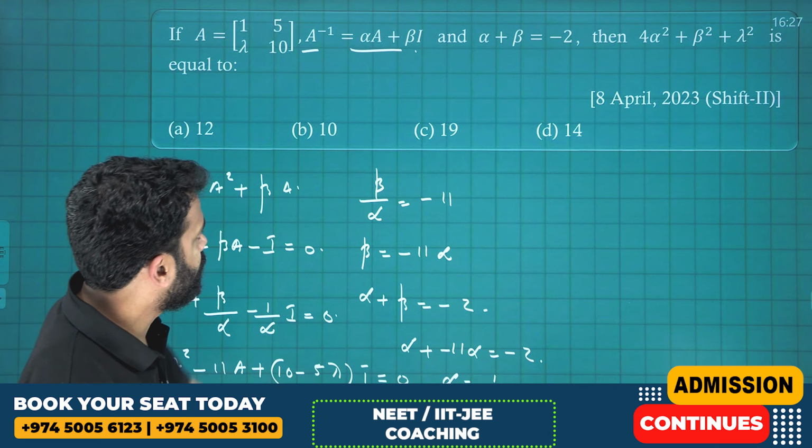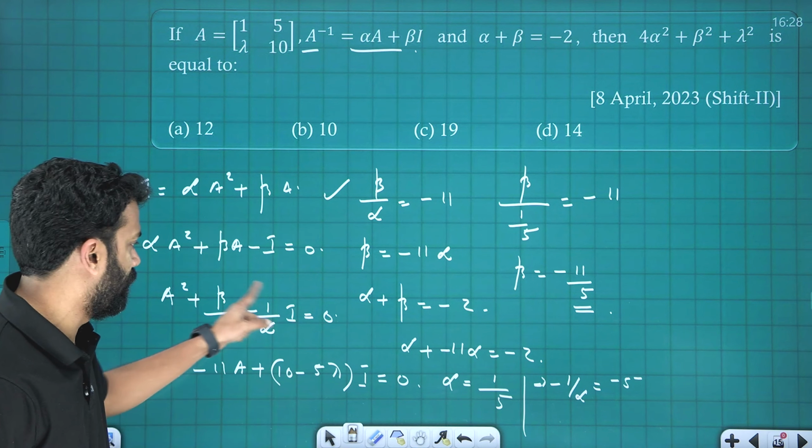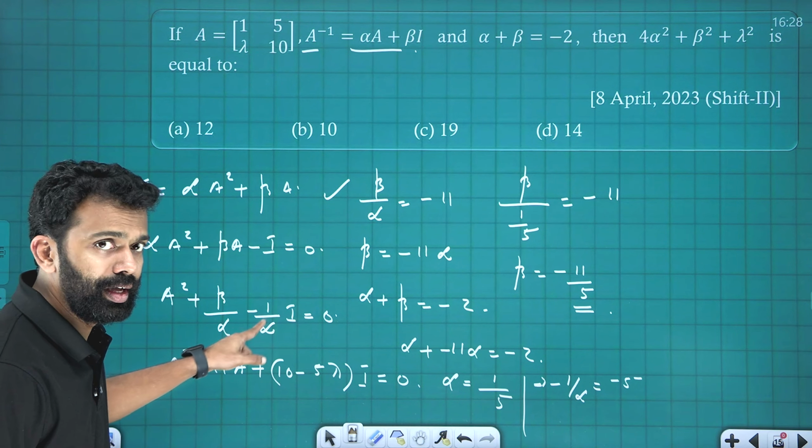Here itself, beta by 1 by 5 is equal to minus 11. That is 5 beta is equal to minus 11, that is beta is equal to minus 11 by 5. So we got beta and alpha. If alpha is 1 by 5, then what is minus 1 by alpha? It's minus 5. So the coefficient of I is minus 5.